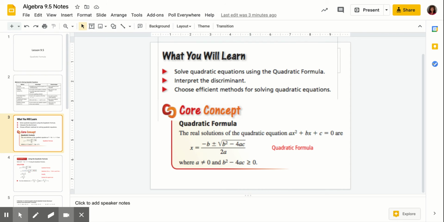x is equal to -b plus or minus the square root of b squared minus 4ac all over 2a.